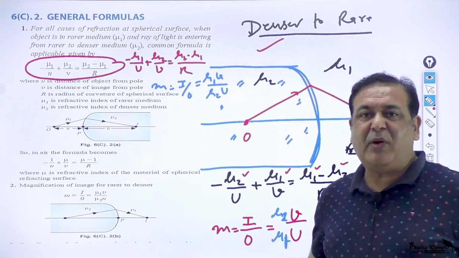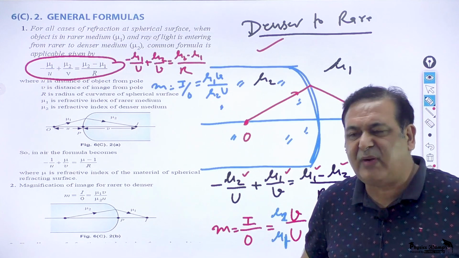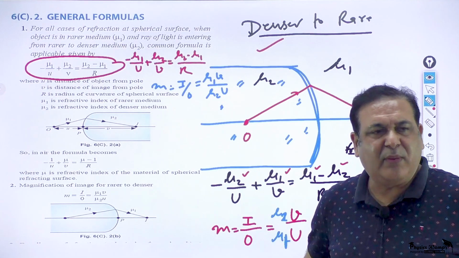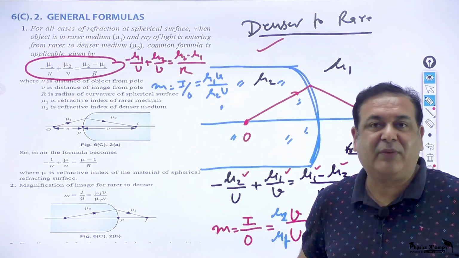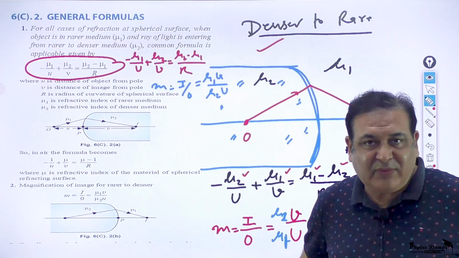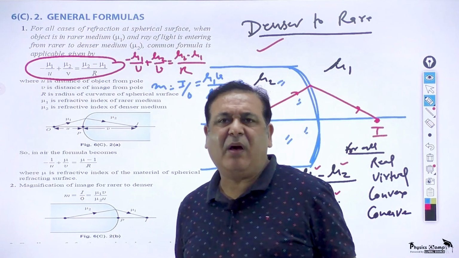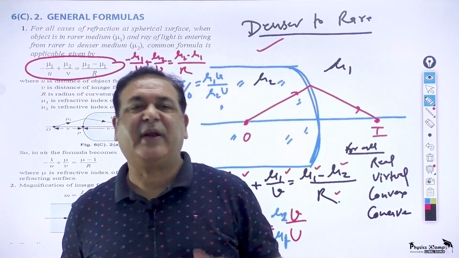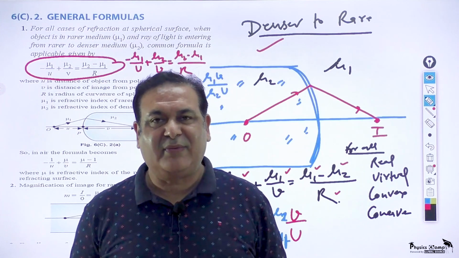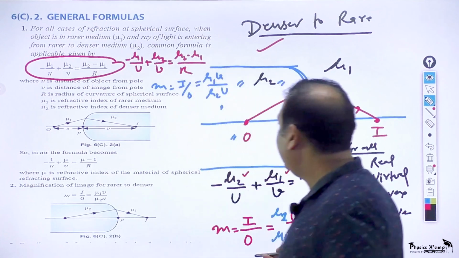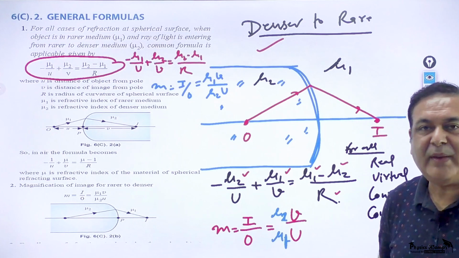We can't keep on recalling the formula for different situations, for real image, for virtual image, for convex surface, for concave surface. There should be one formula for all cases, like laws of reflection are the same irrespective of any situation. Laws of refraction are the same irrespective of any situation. Similarly, we should have a fixed formula for rarer to denser and a fixed formula for denser to rarer for any kind of image, real image, virtual image, convex surface or concave surface. And that's what we have. It is actually something which is good to use and it is more comfortable as a principle.